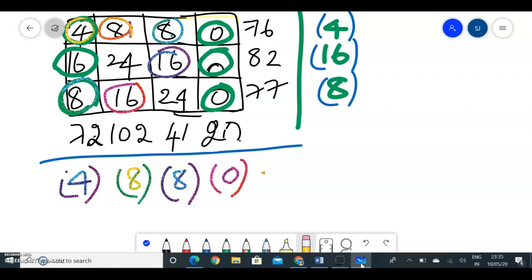So what is the highest penalty here? 16 is the highest penalty. Sorry, I just rubbed it off. So 16 is the highest penalty. So for this 16, now you go row wise. I'll go for another board.